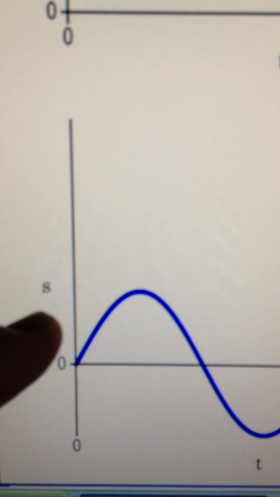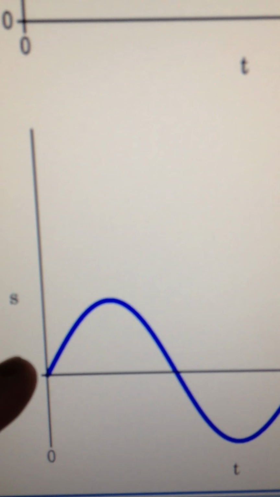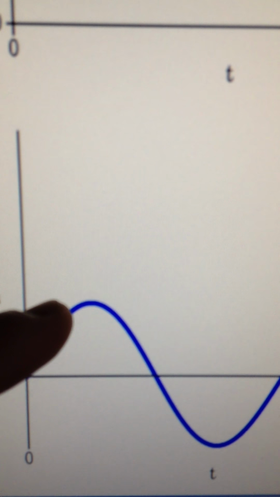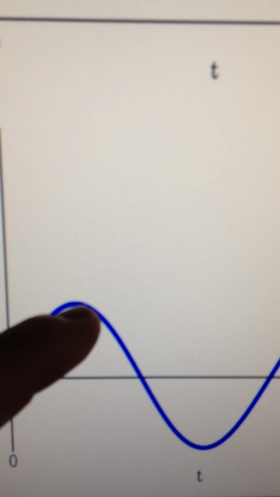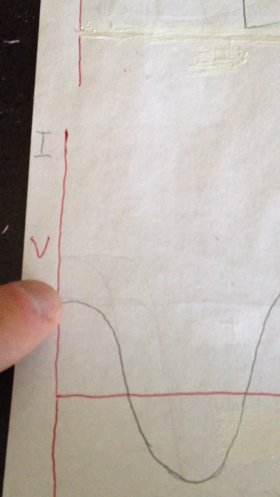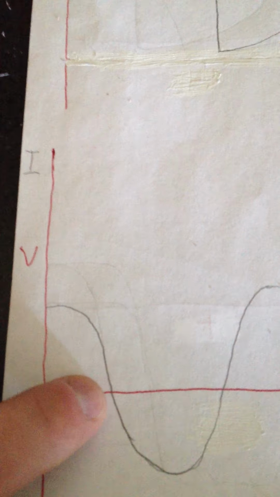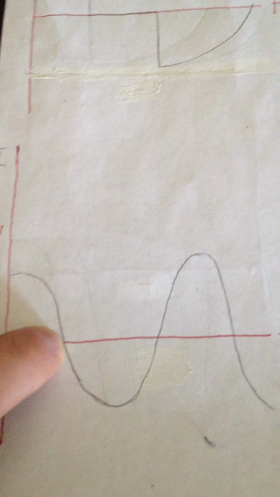Starting out with this first part, you can see that the velocity is going in the positive direction, but it starts out pretty quick, but it's slowing down the whole time, until it gets to there, and the velocity goes into the negative direction. So right here you can see the velocity starts out pretty quick, and it's slowing down, and then right there it crosses to a negative velocity.